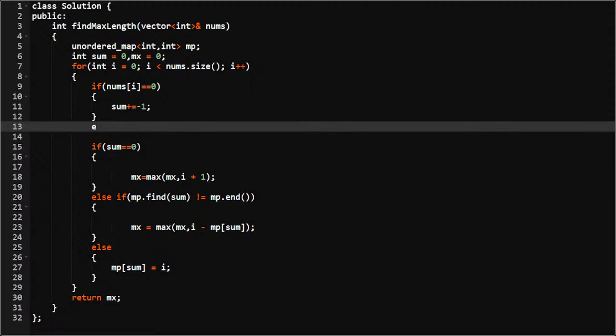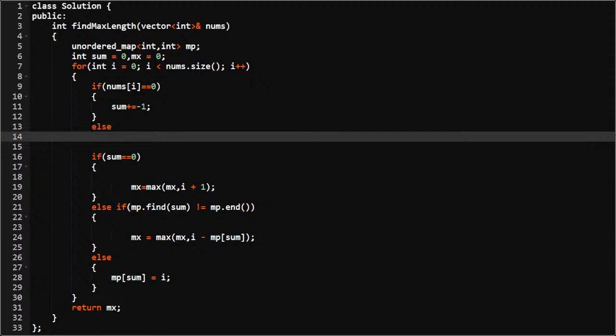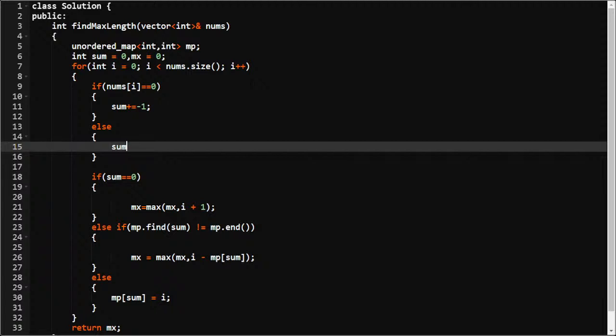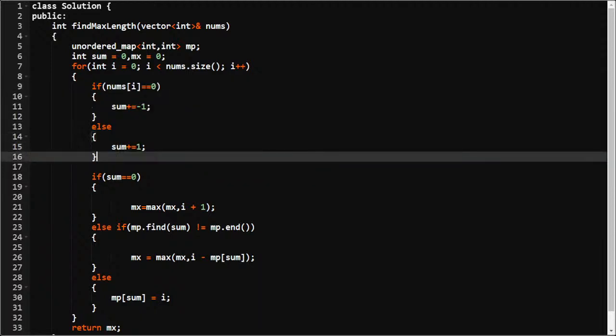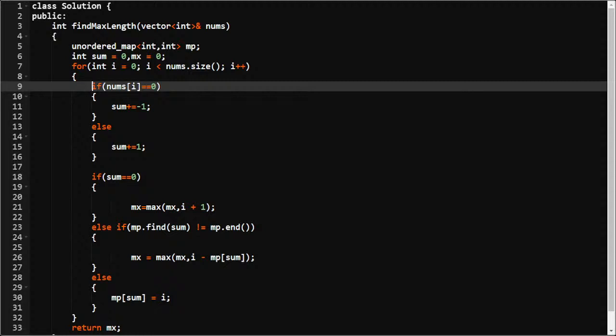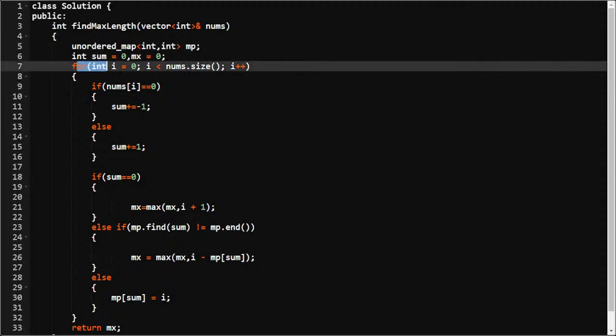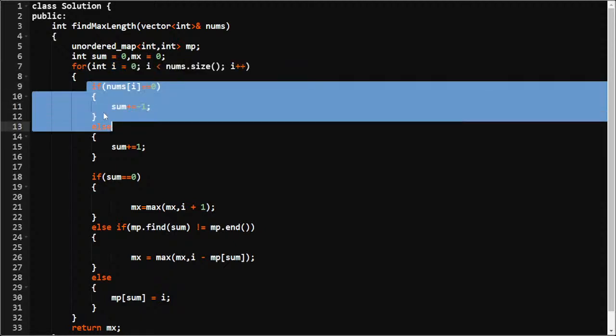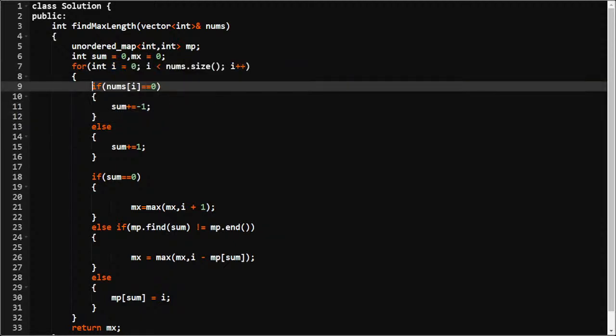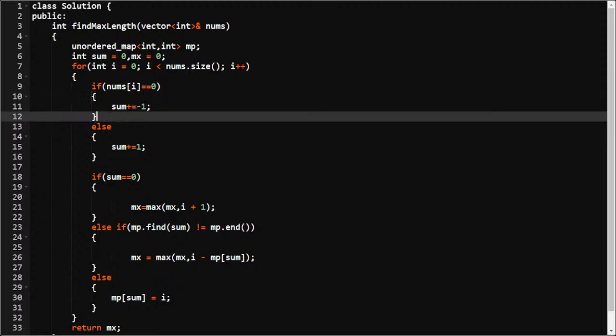Else, if this is not 0, that means I'll add 1 to it. So I'll write sum plus equals 1, like this. So this is nothing but the prefix sum that I am calculating. I'm iterating through the array and I've made a map. If the number is itself 0, I have to represent it with -1. That is why, instead of adding 0, I'm adding -1 to it, right? Because only then, if the prefix sum becomes 0, will I be able to see that the number of zeros and ones are equal. Only then I'll be able to observe it.